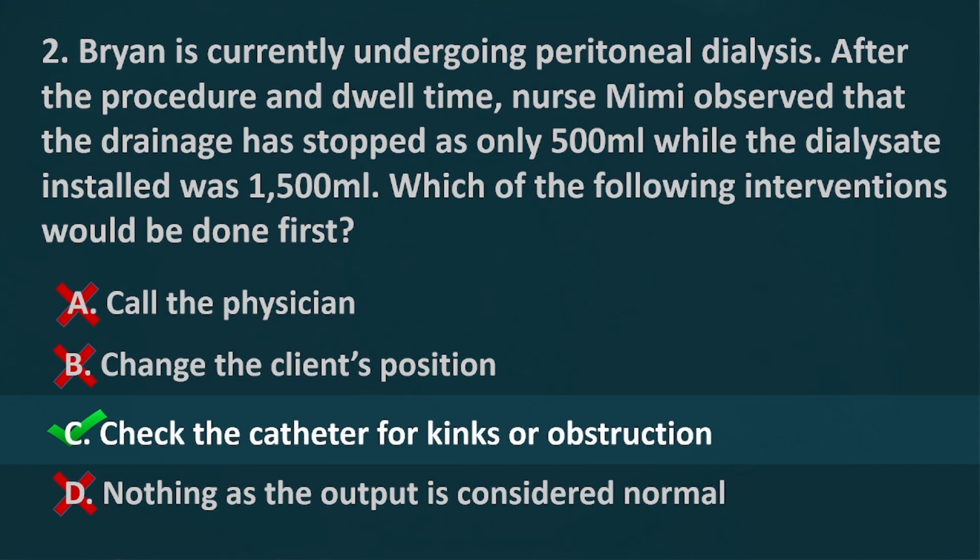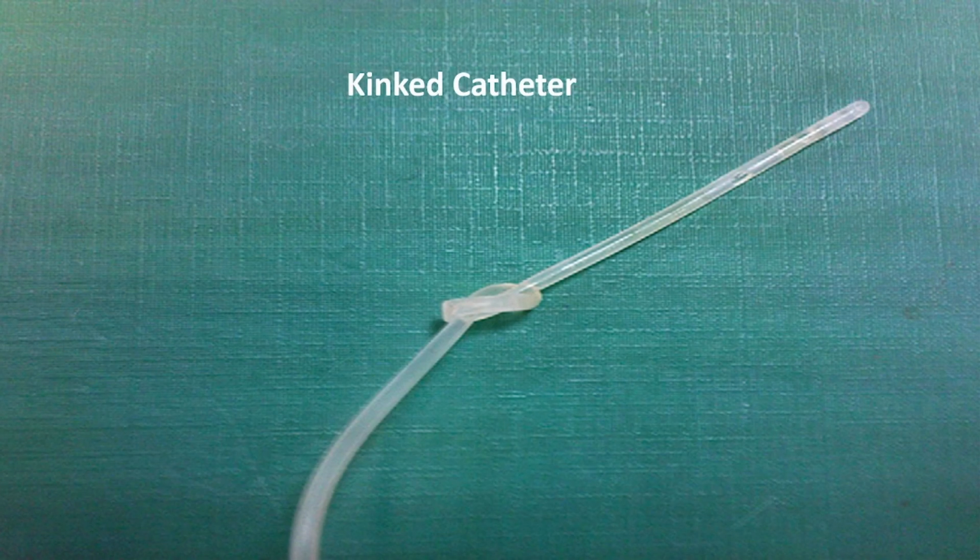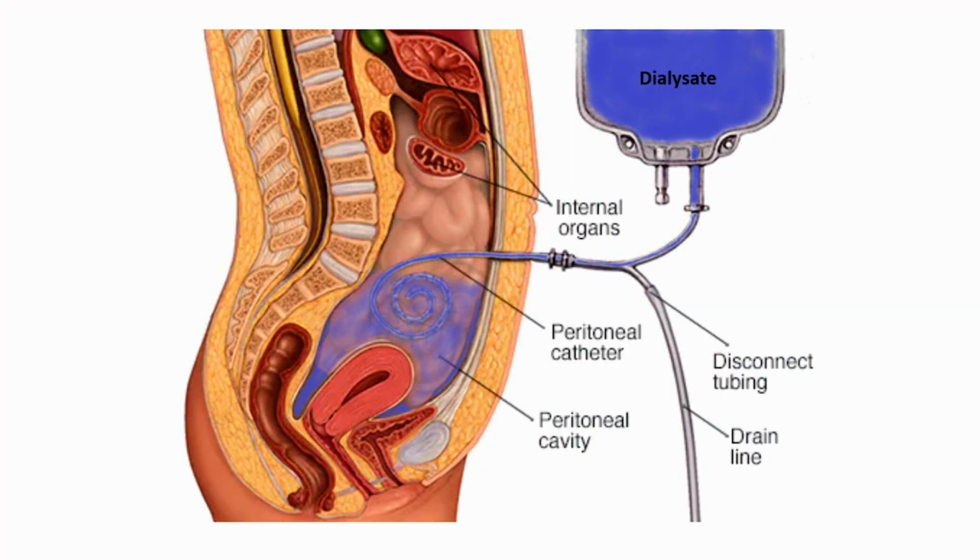The correct answer is letter C. Check the catheter for kinks or obstruction. The first intervention should be to check for kinks and obstructions because that could be preventing proper flow of the drainage. Peritoneal outflow failure can be defined as the incomplete recovery of instilled dialysate consistently within 45 minutes of beginning a drain.